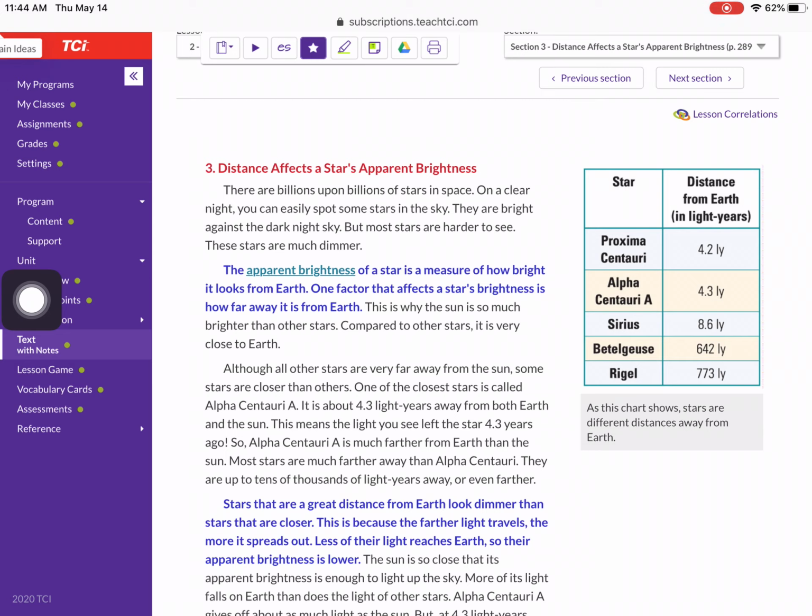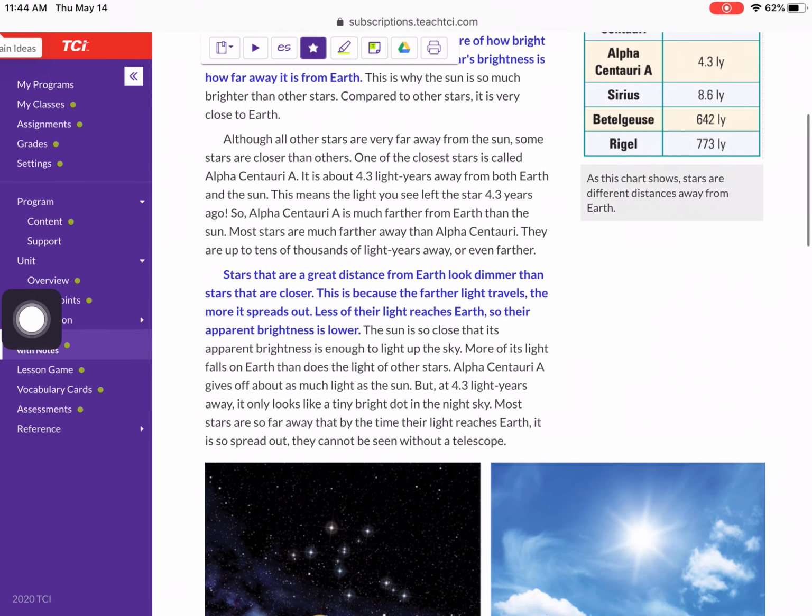The apparent brightness of a star is a measure of how bright it looks from Earth. One factor that affects a star's brightness is how far away it is from Earth. This is why the sun is so much brighter than other stars. Compared to other stars, it is very close to Earth. This goes back to the flashlight analogy that I was making. A flashlight is going to look extremely bright if somebody's holding it in your face, but if somebody is holding it on the opposite side of a football field, it's not going to be as bright because of distance.